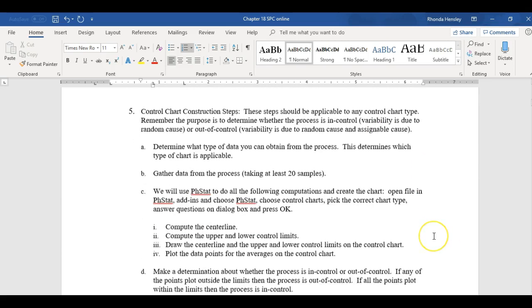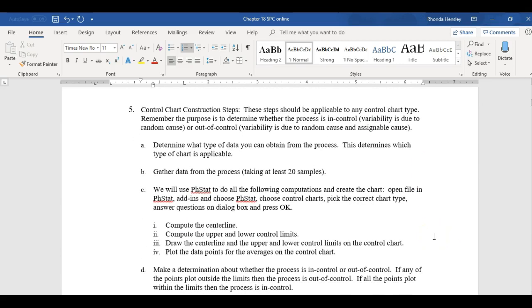Read it back through the book. It'll make more sense, hopefully. Control chart construction steps. I'm sure these are in the book somewhere. It doesn't matter what kind of control chart you're producing; you go through essentially the same series of steps. Again, this is stage 1 or phase 1, where you're trying to determine whether this process is in control or not. In control is defined as variability due to random causes only, and out of control variability is due to both random causes and assignable causes.